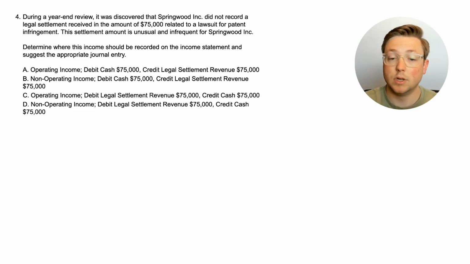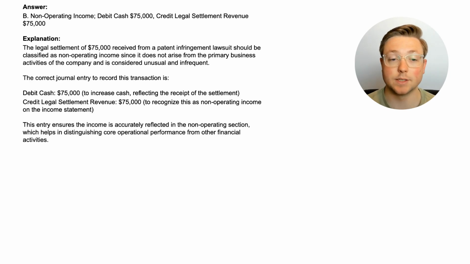Okay, so how should this be recorded? If it should be recorded at all on the income statement, based off of the options that we have, it probably should be on the income statement in some way. So think about it. If you don't really know how this works, that's okay. We can dive straight into the answer. All right, here is the answer. B, non-operating income is where it should be. And then there's a debit to cash and a credit to the legal settlement revenue.